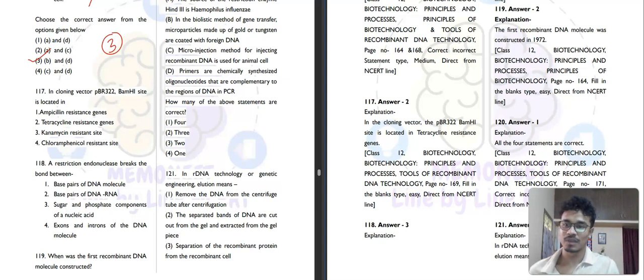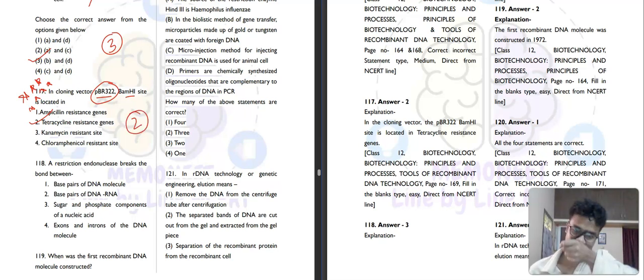It is saying that in cloning vector pBR322, the BamHI site is located in which gene? You have to visualize the diagram. This question has come several times in NEET. It's a very good question. Ampicillin resistance gene, tetracycline resistance gene, kanamycin resistance gene, or chloramphenicol resistance gene. So this is basically located in the tetracycline resistance gene. Second option is our correct answer.